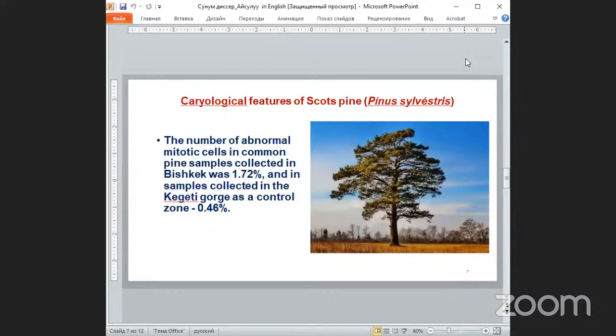Also, we see the cytogenetic features of Scots pine. The number of abnormal mitotic cells in common pine samples collected in Bishkek was 1.72%, and in samples collected in the Kegeti Gorge, which we can think of as an ecologically clean area and a control zone, it was 0.46%.